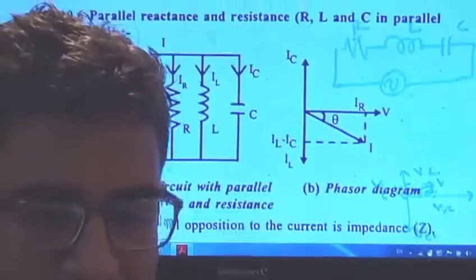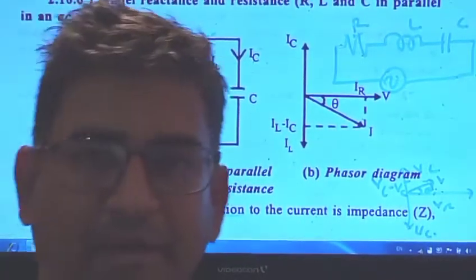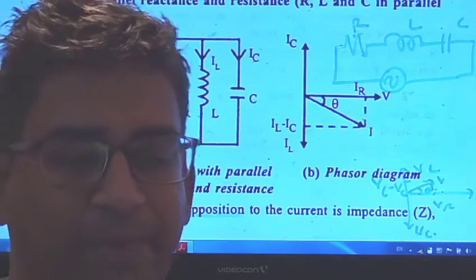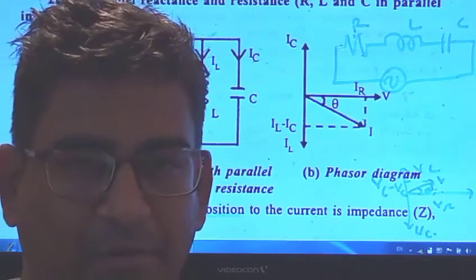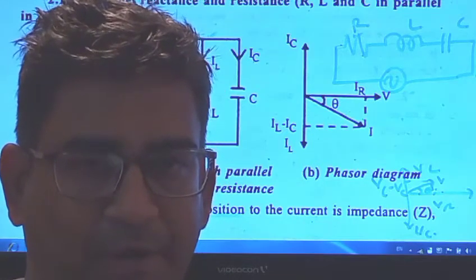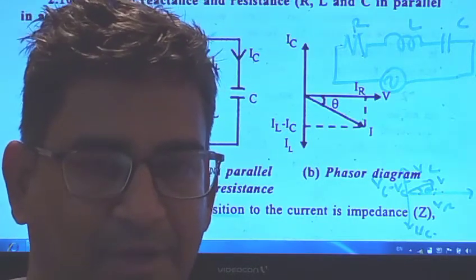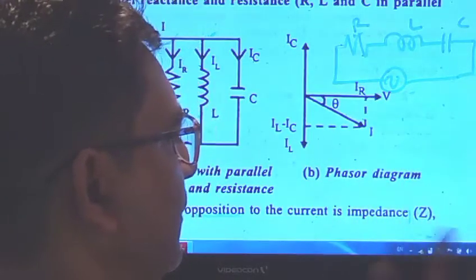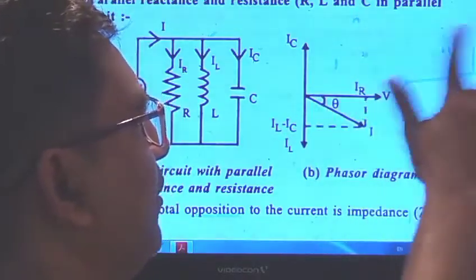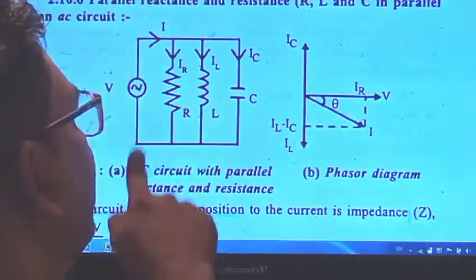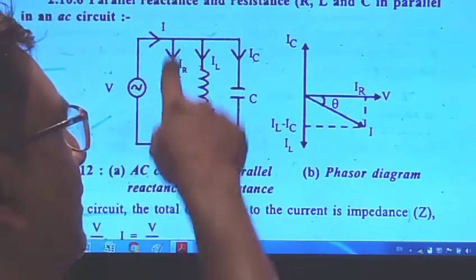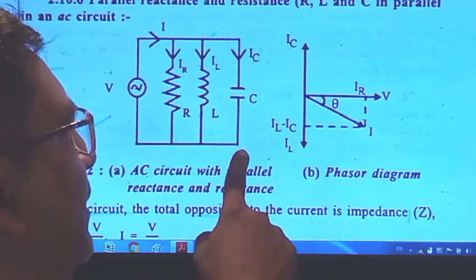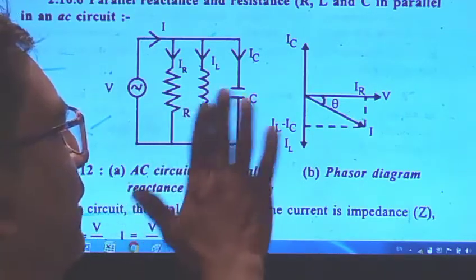Then parallel reactance and resistance. Again, we have to consider the resistance, inductor and capacitor in parallel in an AC circuit. The diagram indicated for the parallel circuit is this one, with the voltage value. The resistance, inductor and capacitor are connected like this, in parallel, placed one after another.